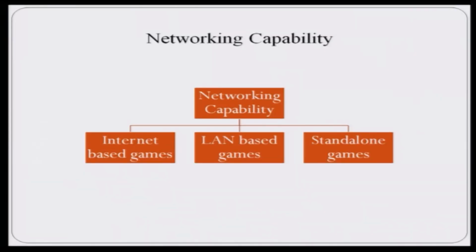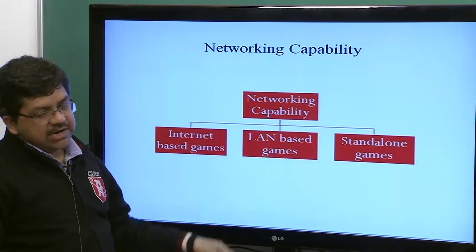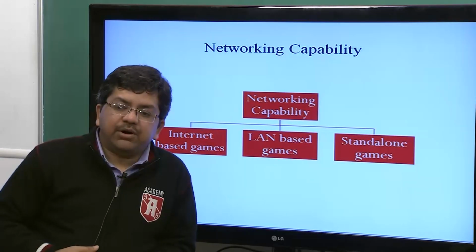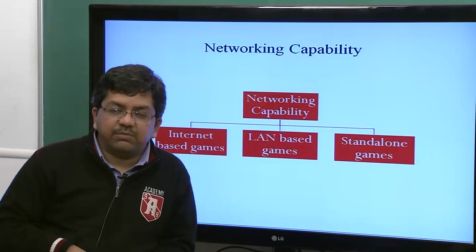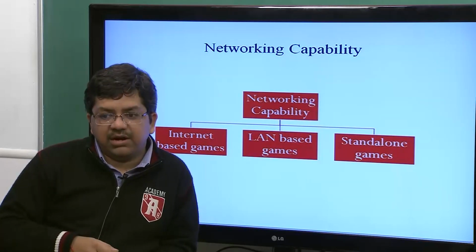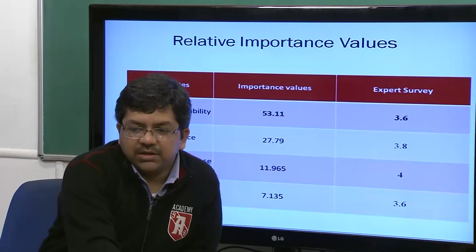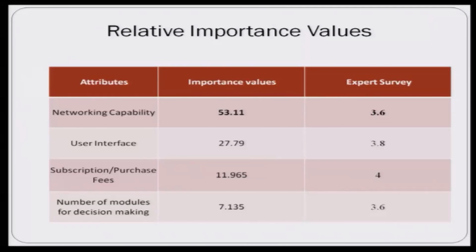With respect to networking capability of a business simulation game, you have three types of games: internet based games, LAN based games and standalone games. Now, you want to calculate the importance level of these four attributes, and corresponding to the importance levels, the utility of each of these different levels. You see that the importance level of each has been calculated, and networking capability is found to be the most important attribute. Then you have user interface, then total price, and then number of modules.